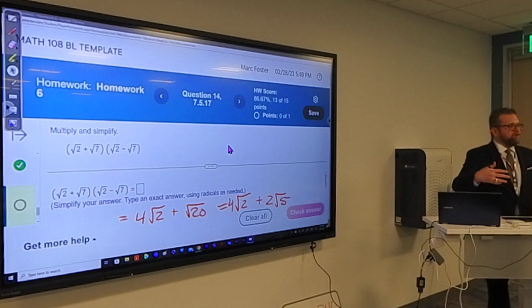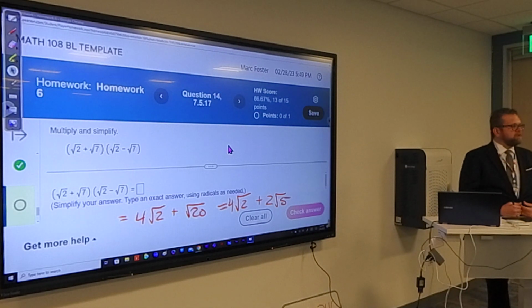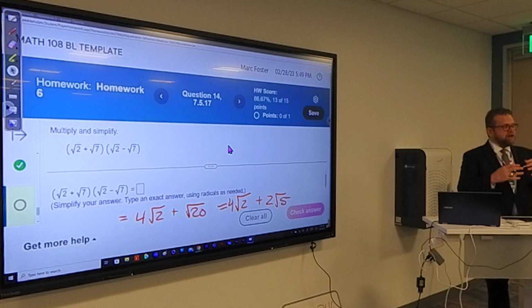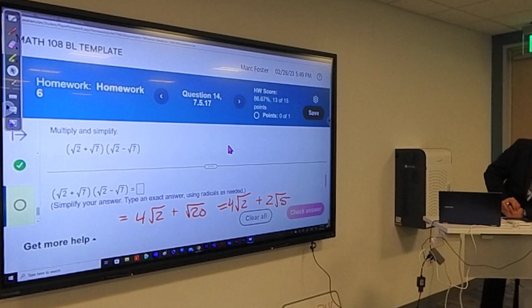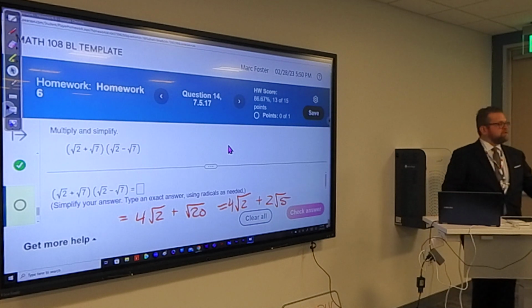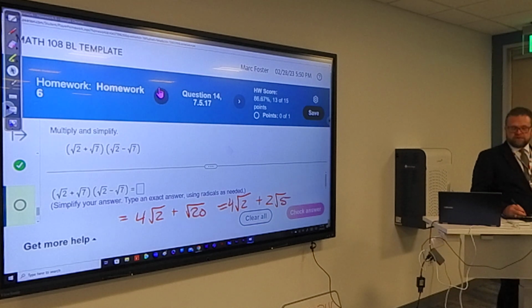What kind of pair is this? It is a conjugate pair. And a conjugate pair will FOIL together to give you a difference of two squares. The first term will be the square root of 2 squared, and the second term will be 7 squared, and you will have their difference.